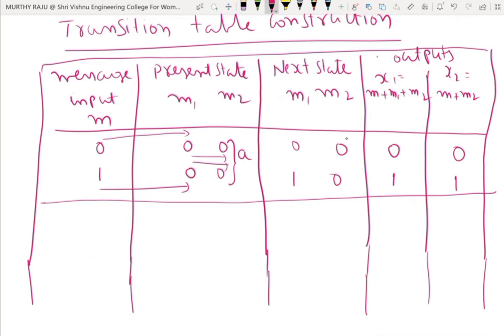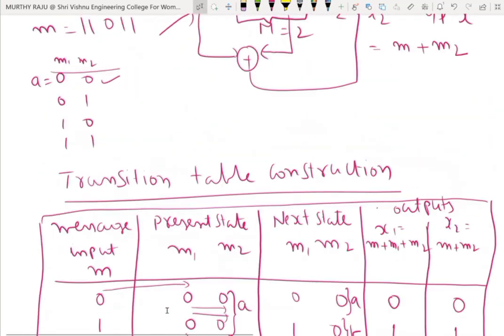Here the state is A, here the state is B. In the encoder, after shifting operations, the state transition takes place. Whenever the input bit is 0, the present state of the convolutional encoder, 0, 0, goes to the same state after the shifting operation. When the input bit is M equal to 1, the initial present state is 0, 0. After shifting operations, the state of the convolutional encoder changes to B, 1, 0. That means B. This is B.